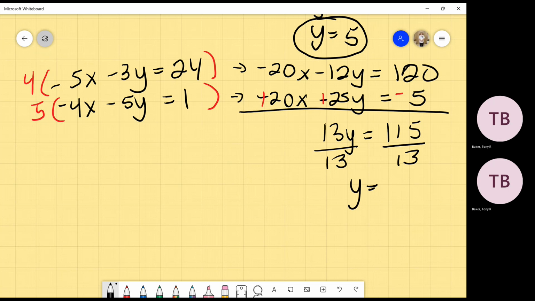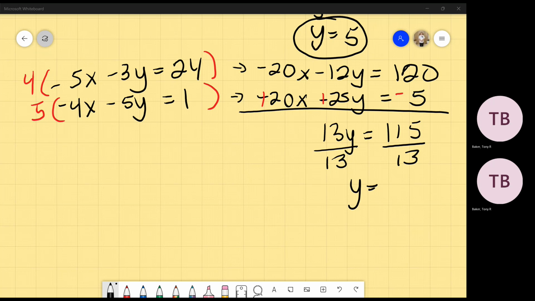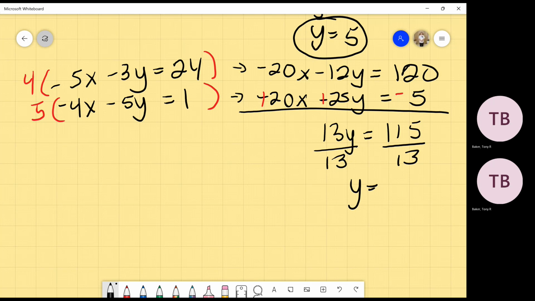Not an even number. Where did I screw up? Hold on a second. Let me make sure I wrote the problem right first. We'll start with that. Okay. So remember, I said if things come out to be decimals and stuff like that, you want to look and make sure we didn't make a mistake. So step one, I want to make sure I wrote the problem correctly because I copied it over and that could easily be a mistake.